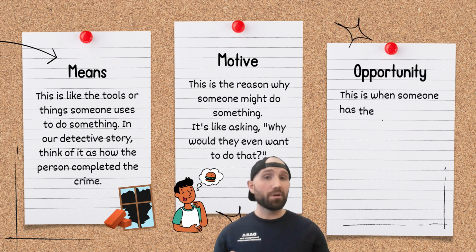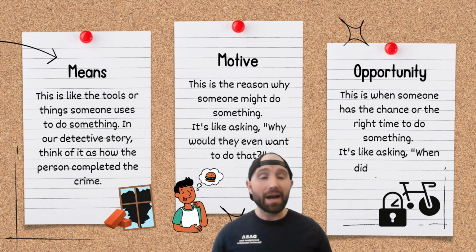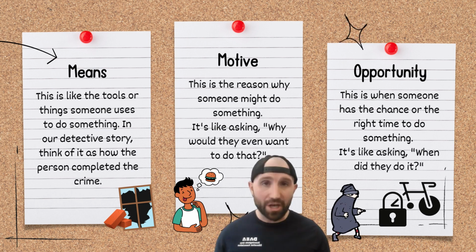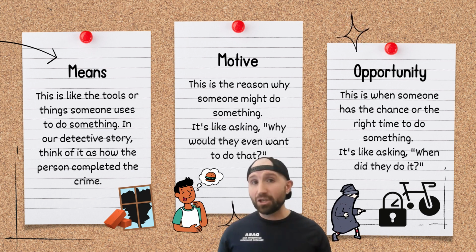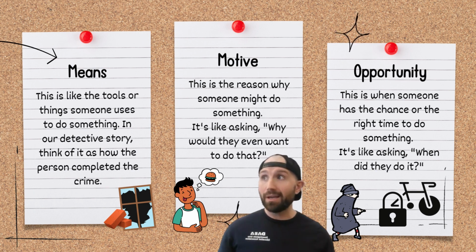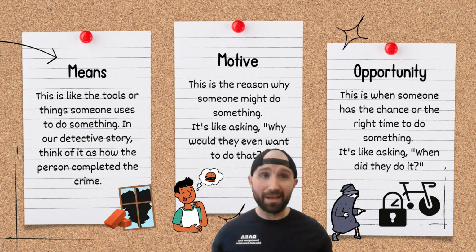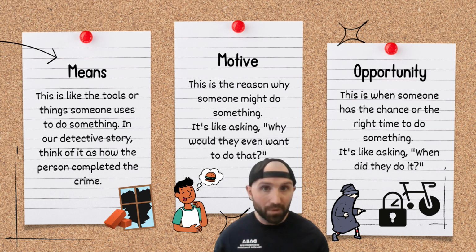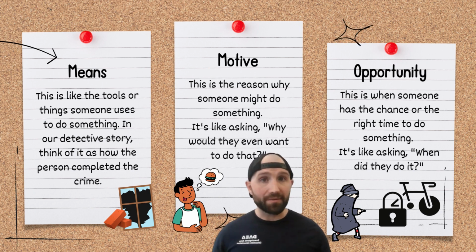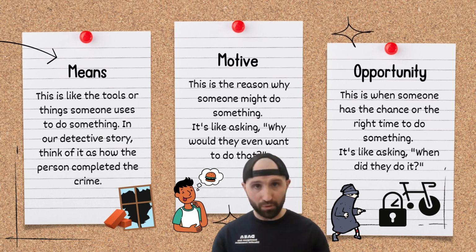So we have means, motive, and the last one, opportunity. Opportunity is basically the chance to commit the crime. Having a chance or opportunity to do it that isn't in plain view of everybody else, because if everybody saw it, then we'd know who did the crime. So you need to identify means, motive, opportunity.